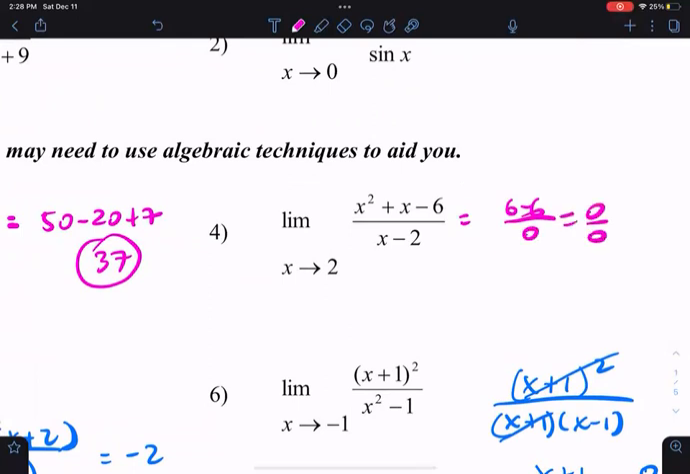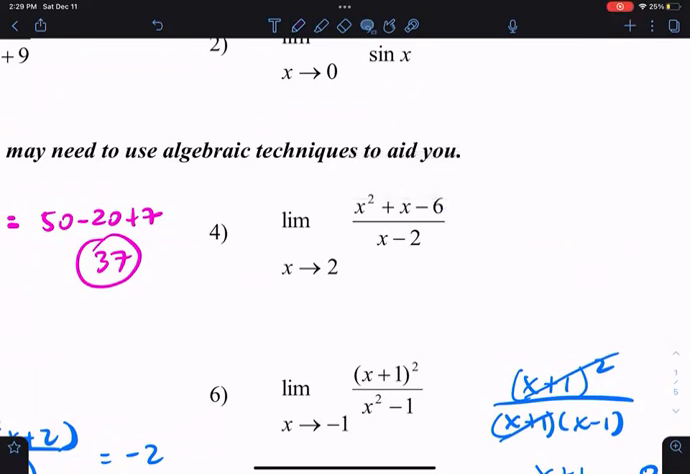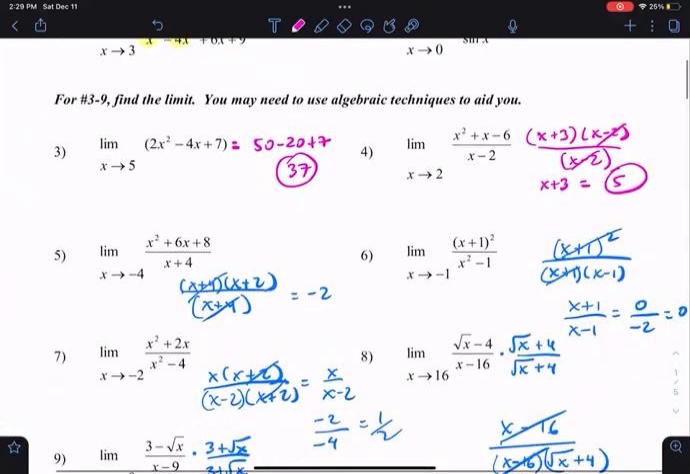So 0 over 0 is an indeterminate form. So you need to factor basically, right? So if you factor that out, this is x plus 3, x minus 2, x minus 2, cancel, cancel. If you plug that in the simplified version, you get 5. So that's the limit, right? Next.